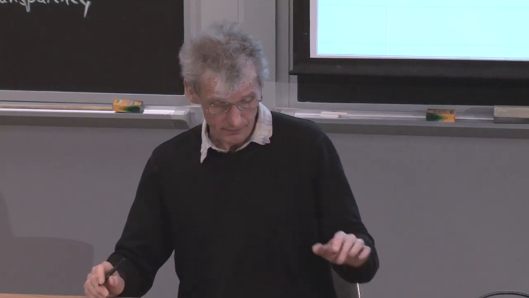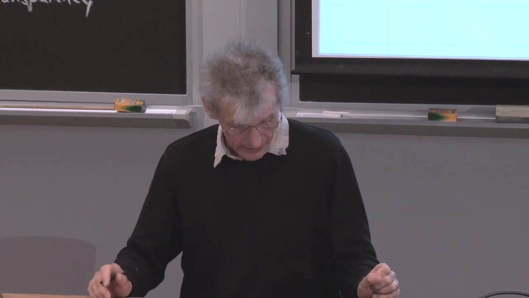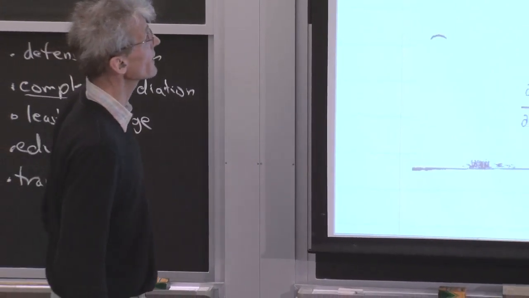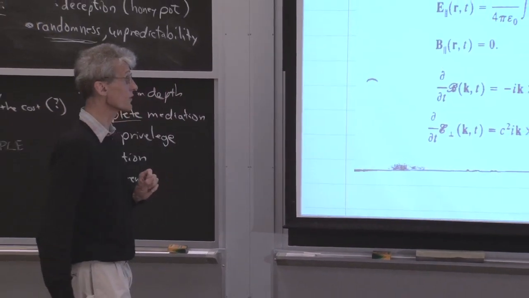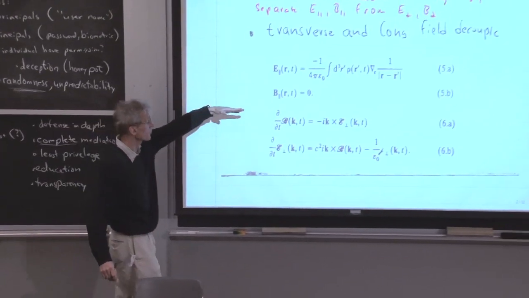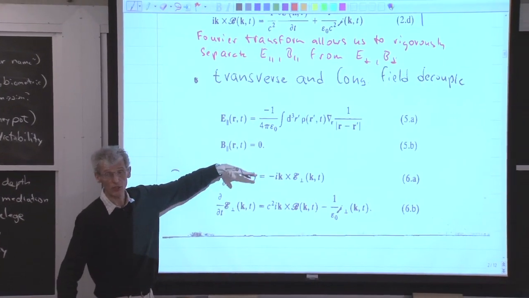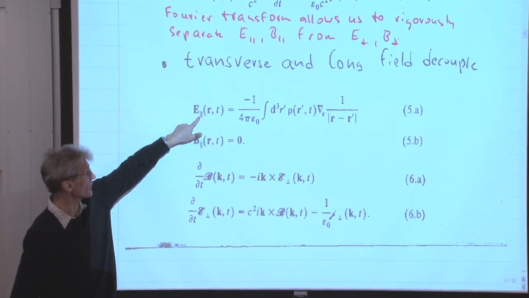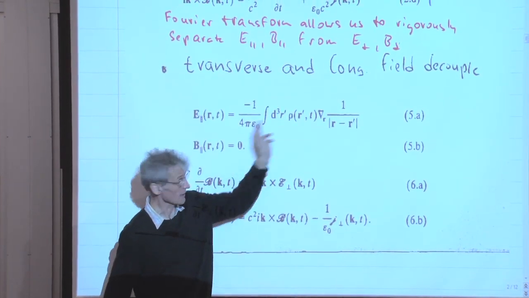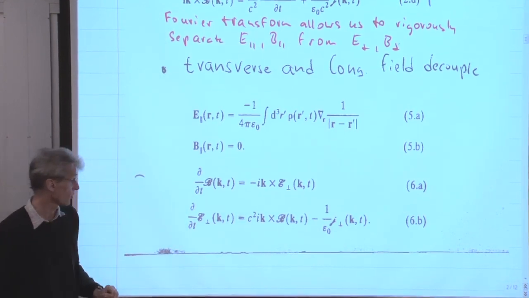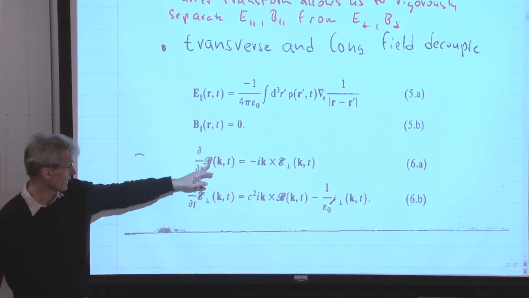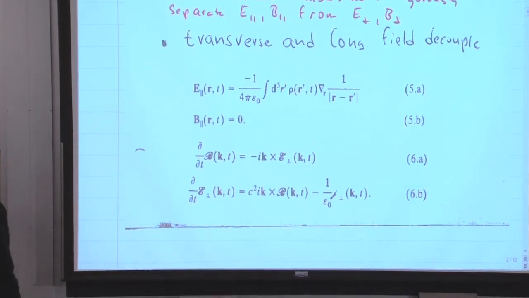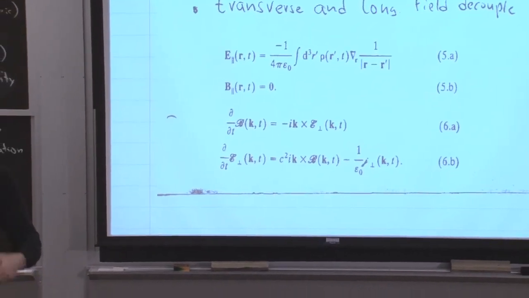When we look now at Maxwell's equations, we find that the transverse and longitudinal fields decouple. We have two kinds of equations which are completely decoupled. The longitudinal electric field is the Coulomb field associated with the charge density, whereas the transverse fields are sort of creating themselves, and this is radiation, how the electric and magnetic fields create themselves as they propagate.